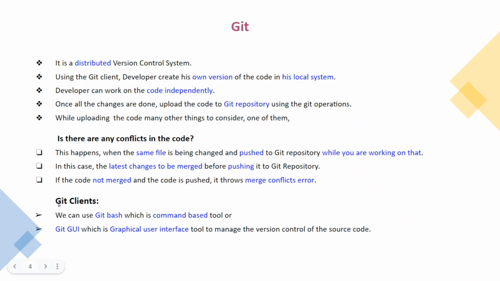Here we have two Git clients to work on these operations. We can use Git Bash, which is a command-based tool, or Git GUI, which is a graphical user interface tool to manage the version control of the source code.